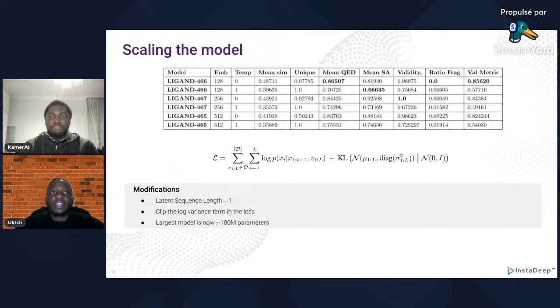I feel like we could scale bigger. The challenge now is mainly around the infrastructure, having to babysit the training, and how long it takes to train. But that's the current work we're doing: trying to scale the model as much as we can, seeing how scaling affects the properties, and also investigating the latent sequence length and the different embedding dimensions in the latent space.